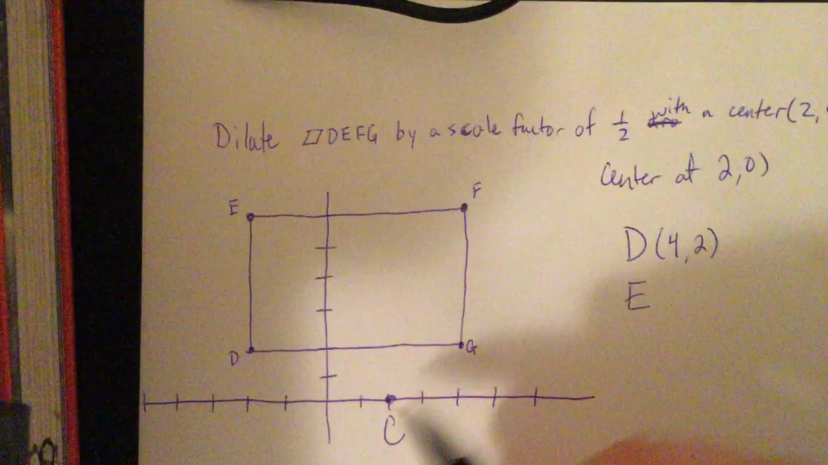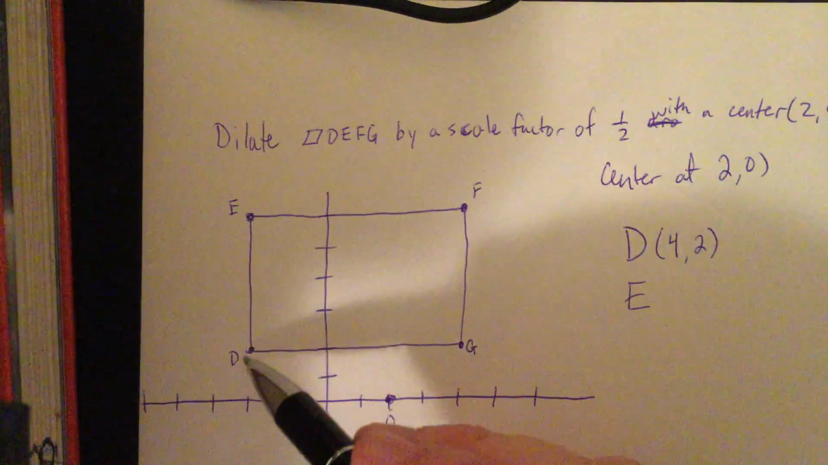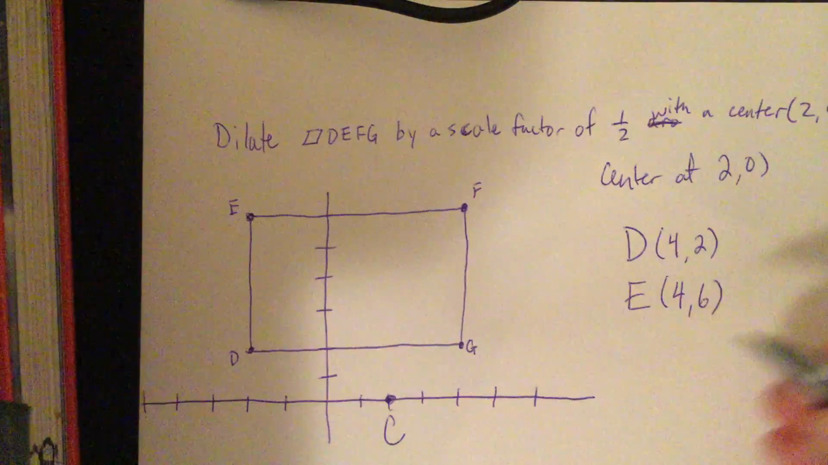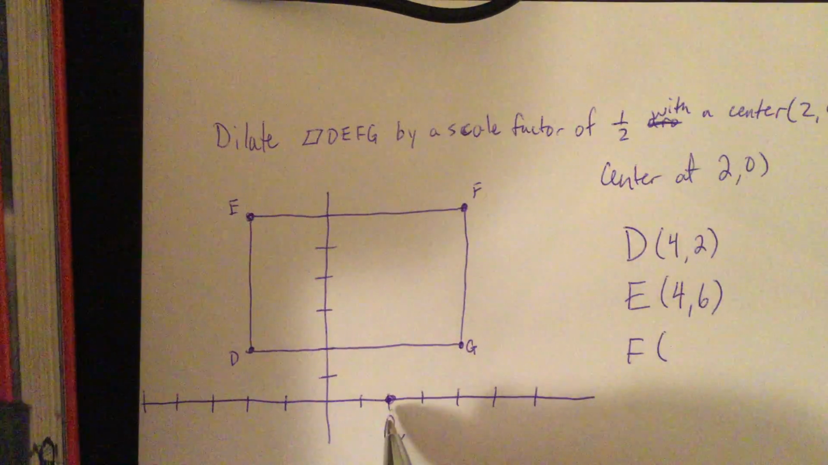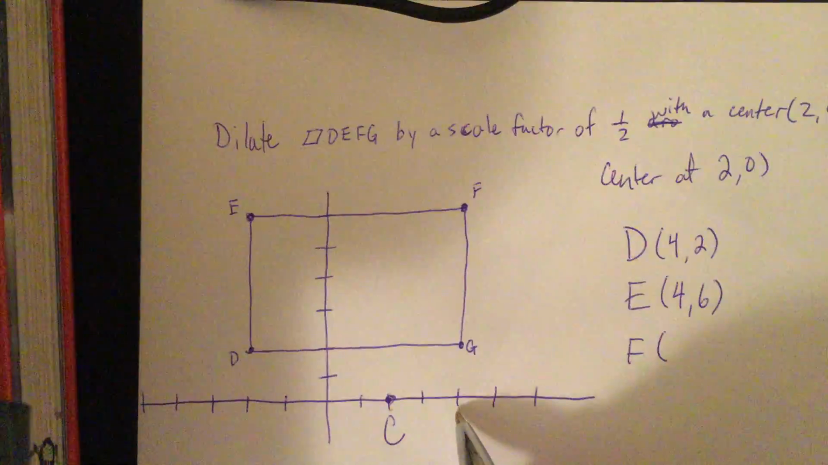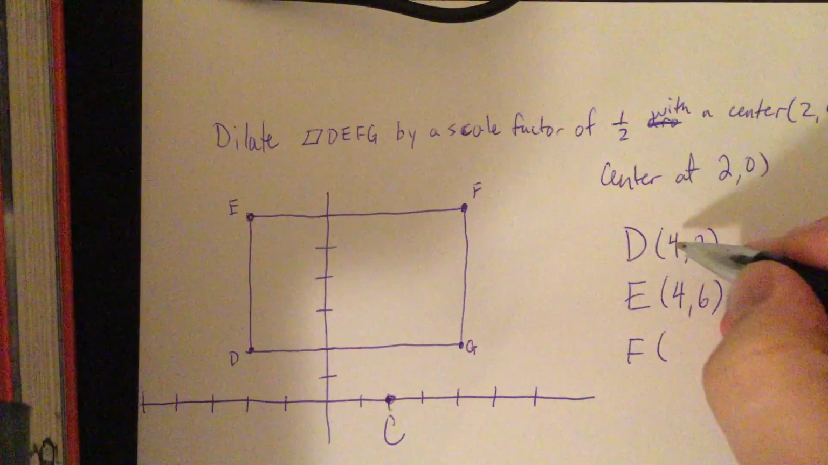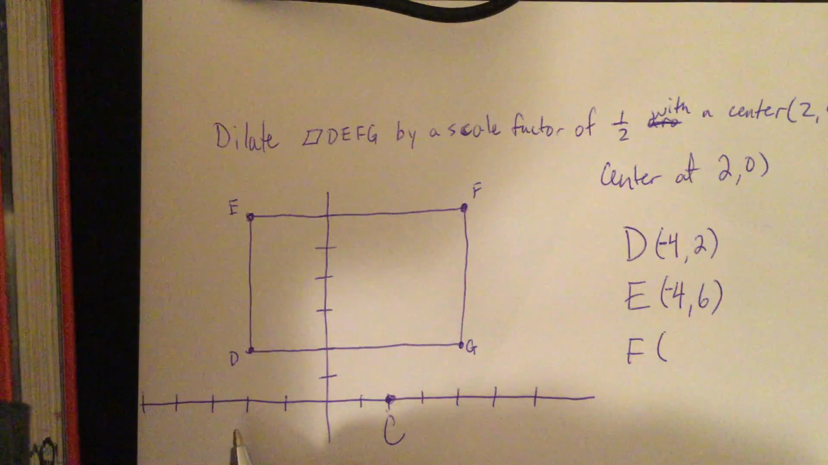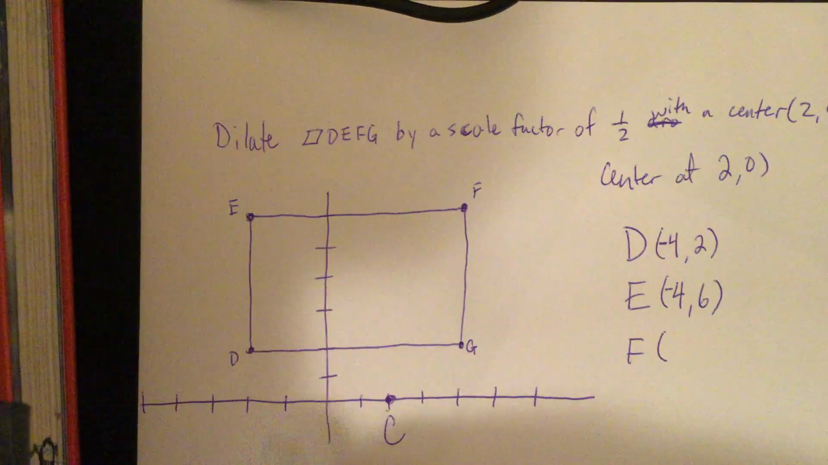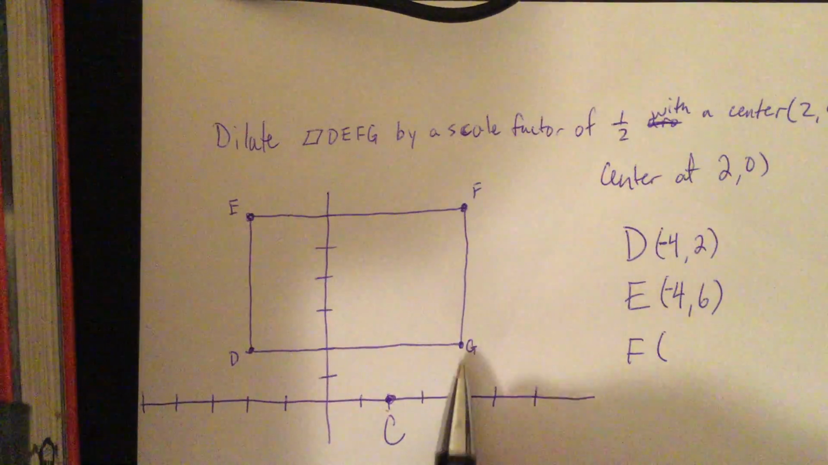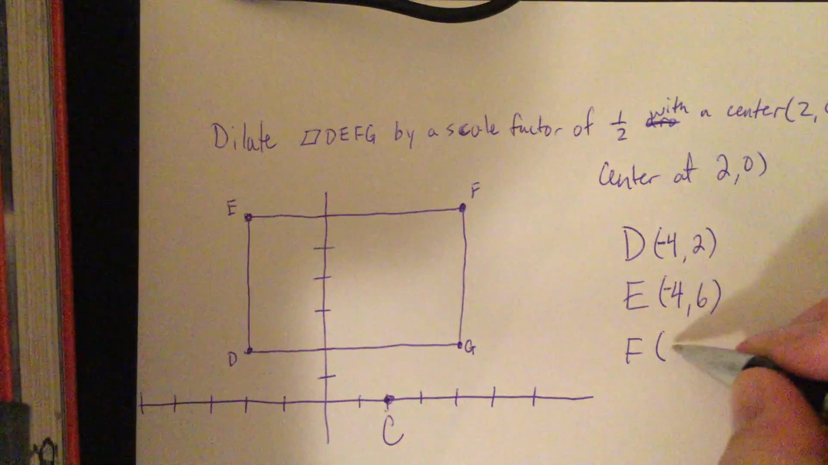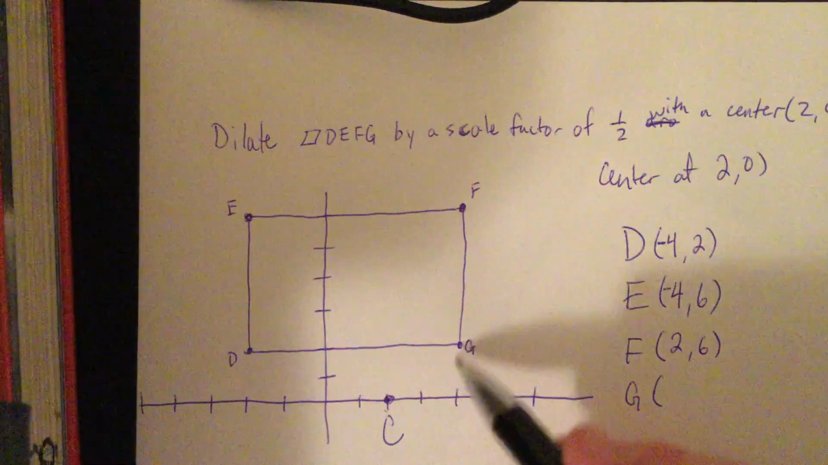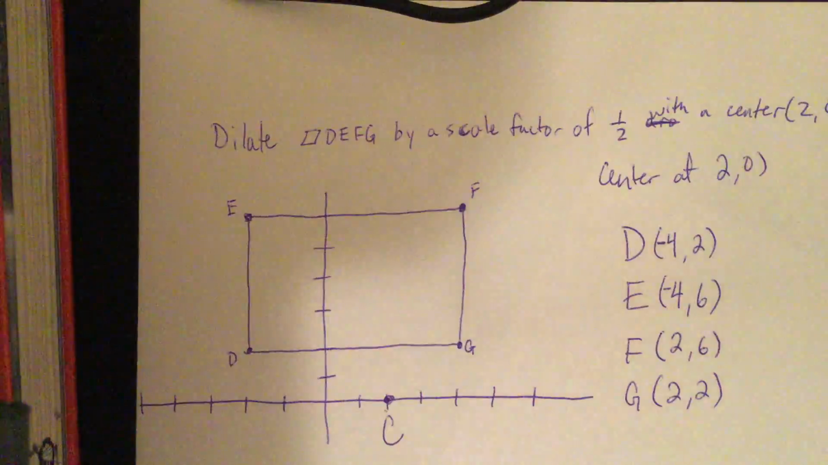Point E. 1, 2, 3, 4, up 1, 2, 3, 4, 5, 6. So 4, comma 6. F, I once again start at my center of dilation. Notice how I went left, 1, 2, 3, 4, making sure you're paying attention. We go 4 to the left, it's going to be negative 4. Now I'm going to go 1, 2 to the right, up 1, 2, 3, 4, 5, 6 for F. So that's 2, comma 6. And G, 2 to the right, 2 up, 2, comma 2.